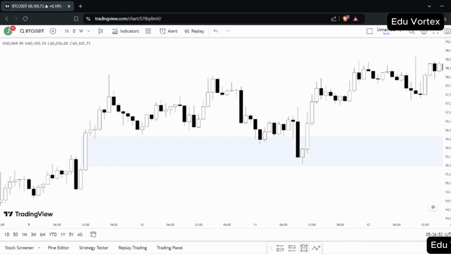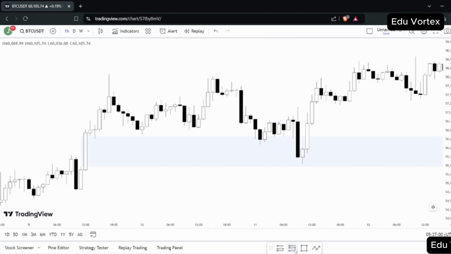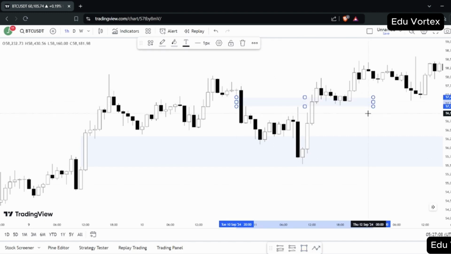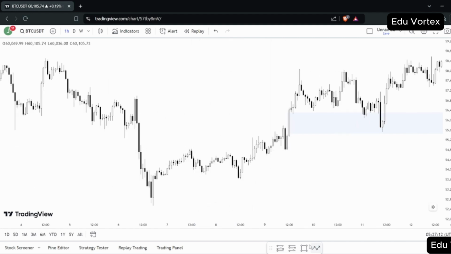Which else would be a fair value gap? Right here would be a fair value gap. This is a fair value gap. This is a bearish fair value gap. Okay, that's fair value gaps, such as this. This is a fair value gap.